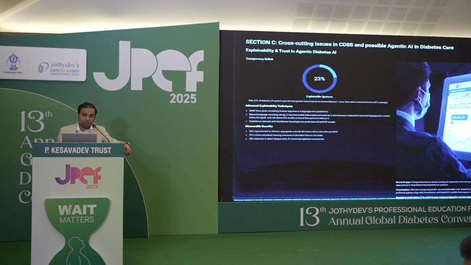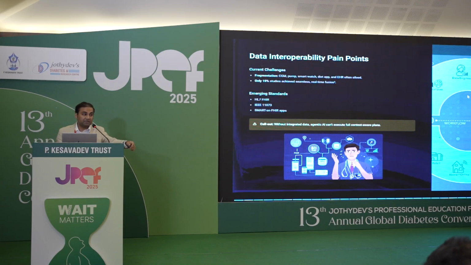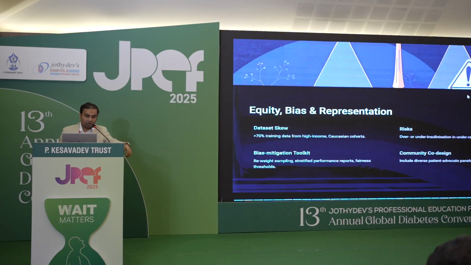So what could be the problems? The problems could be explainability and trust. The problems could be in data interoperability. This is why these days every solution should have HL7 and FHIR compliance, and we are looking at more and more compliance in the CGMs also getting interoperable with the insulin pumps and vice versa with the electronic health record.